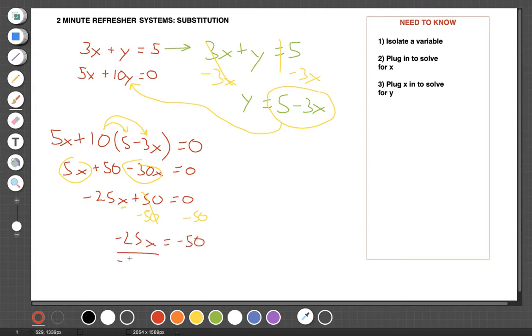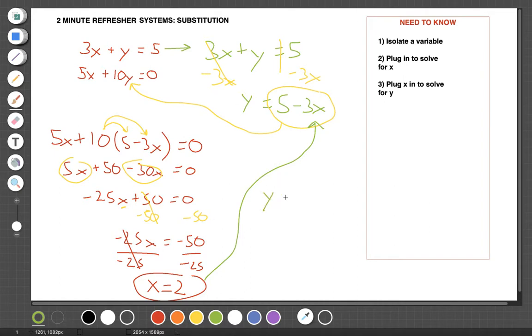And you're going to divide by negative 25. Divide by negative 25. Okay, those cancel out. Negative 50 divided by negative 25. You can use a calculator for that. That's fine. X equals 2. Okay, now we've done the second step. So we got our first part. You're going to go to that third step where you're going to take this and plug it into the equation that you isolated. Okay, that's going to be the easiest way to do that.